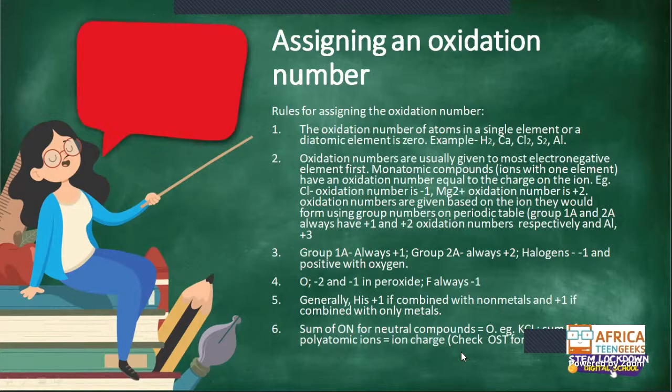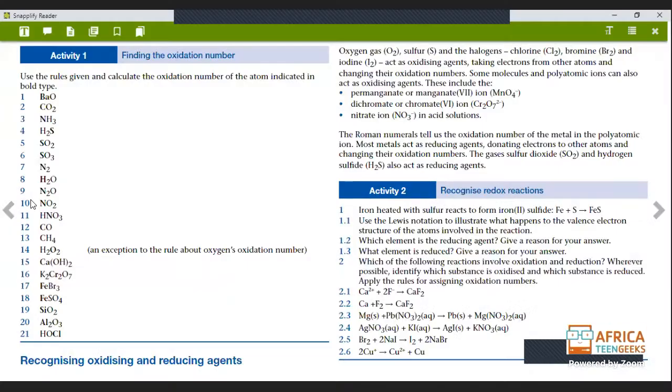Okay, so let's check some examples in the textbook. Here we are. My textbook and its slowness. I'm just trying to get to where we are right now. But we're basically going to be doing activity 1, finding the oxidation number.